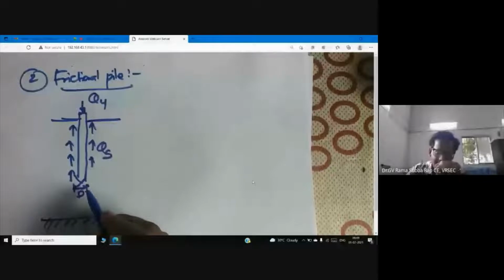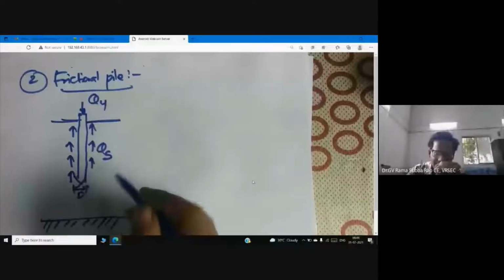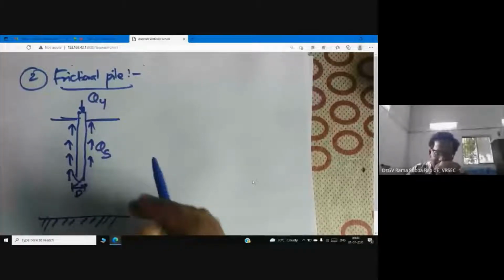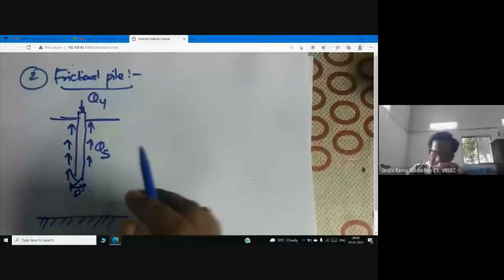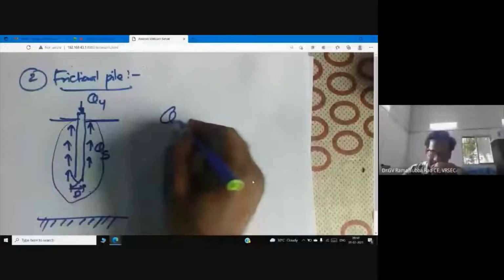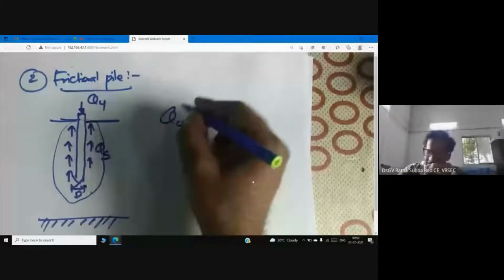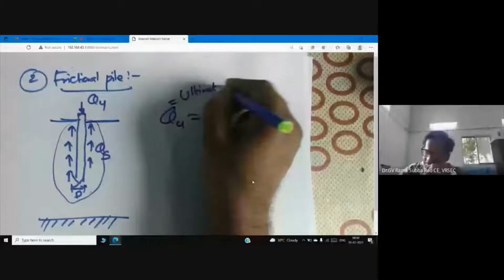Many times in Vijayawada, for multi-story buildings, G+5, I can tell you the pile is terminated in the clay itself. It is not even reaching the sand or other layers. Anyhow, the majority of the load is transferred by skin only. Now QU is equal to QS. This is the first time you are hearing these words. QU means, I can tell you once again, ultimate load. QS means skin friction resistance.